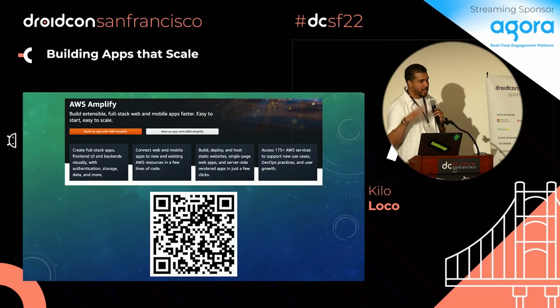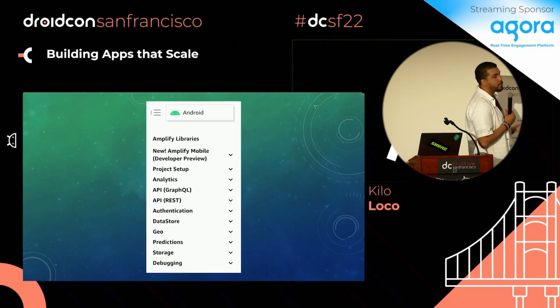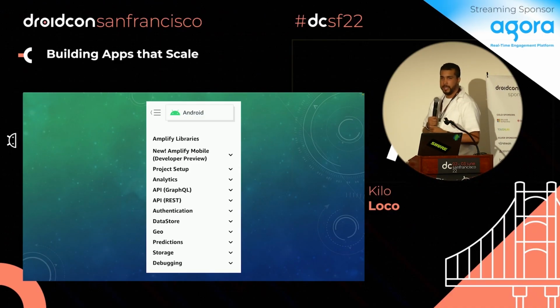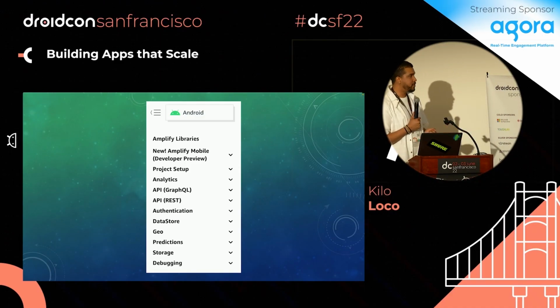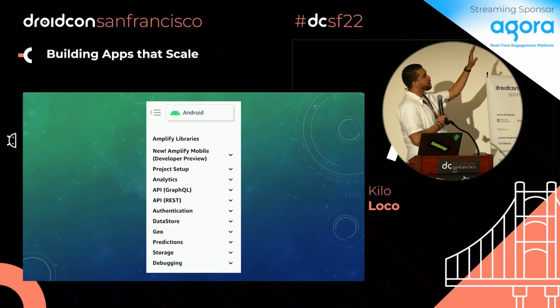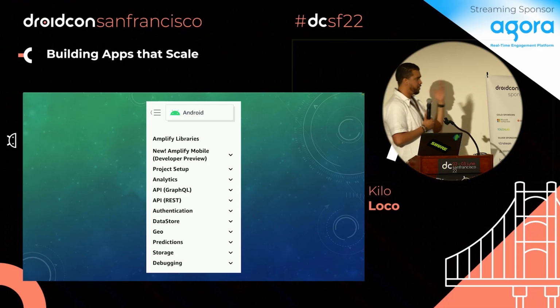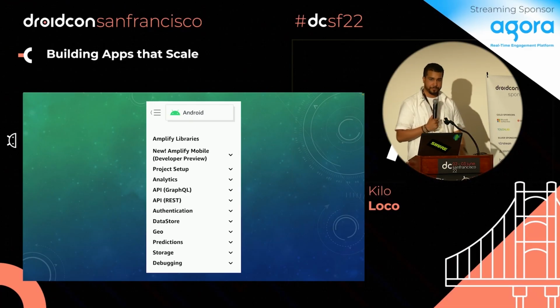But let's take a look at it from an Android developer's perspective, right? There's a couple of different things that you'll see if you go over to the docs site. You're going to see a list of different categories. This is the libraries tab specifically. So when you go over to the docs, you'll see different things: Analytics, API, Authentication, DataStore, Geo, Predictions, Storage, Debugging.